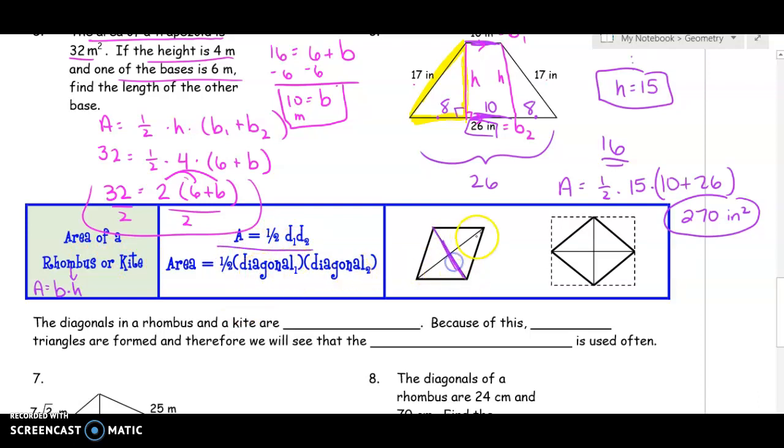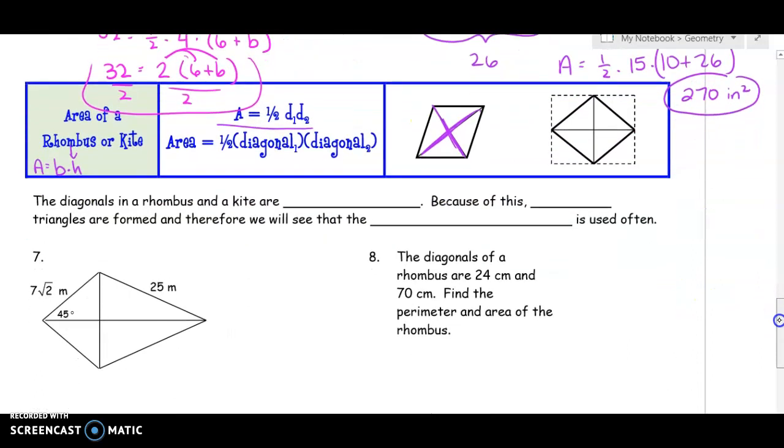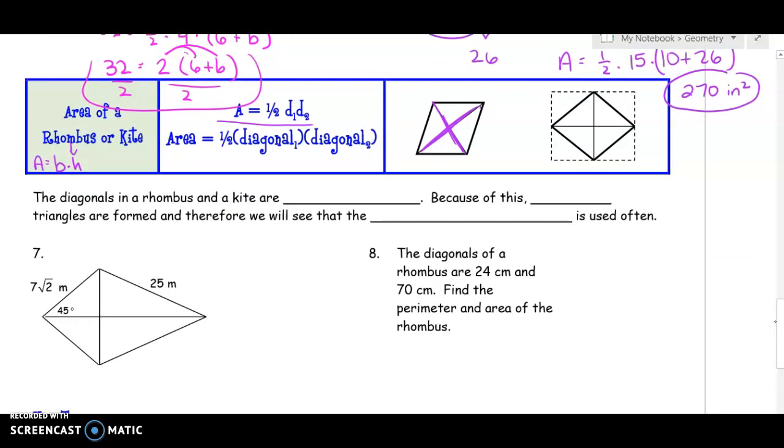The diagonals are the pieces that go from the opposite corners. The diagonals in a rhombus and a kite are perpendicular. Okay, notice we're going to be creating right triangles. More Pythagorean theorem to come. Because of this, 4 right triangles are formed, and therefore we will see that the Pythagorean theorem is often used.